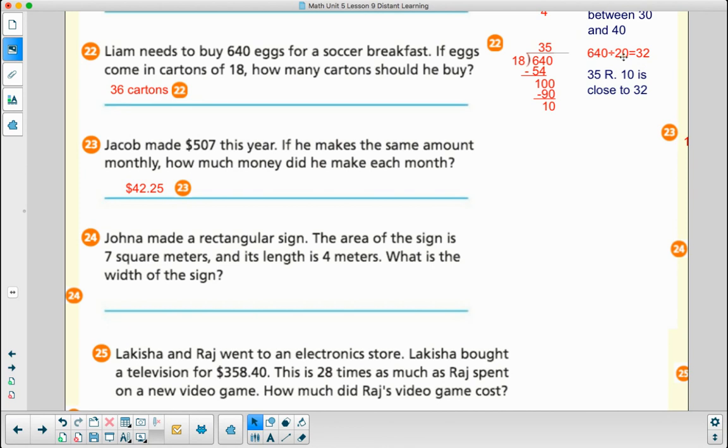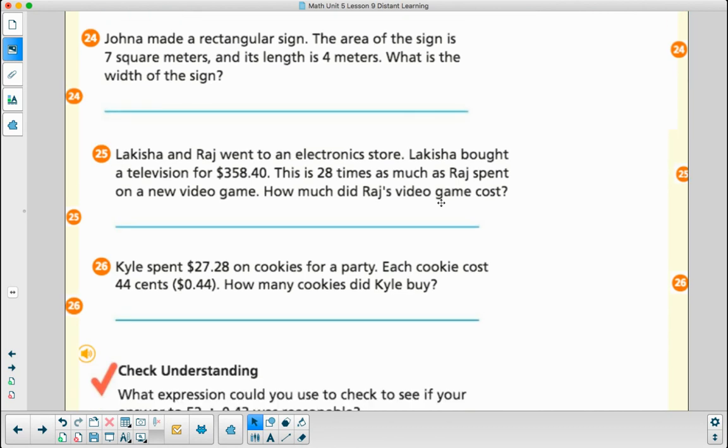Because I could just think 64 divided by 2 is 32. And 35 remainder 10 is close to 32. So yes, my answer is reasonable. 23 we already did. 24.